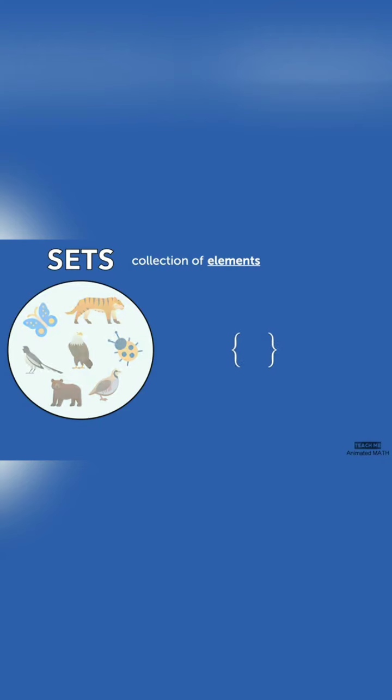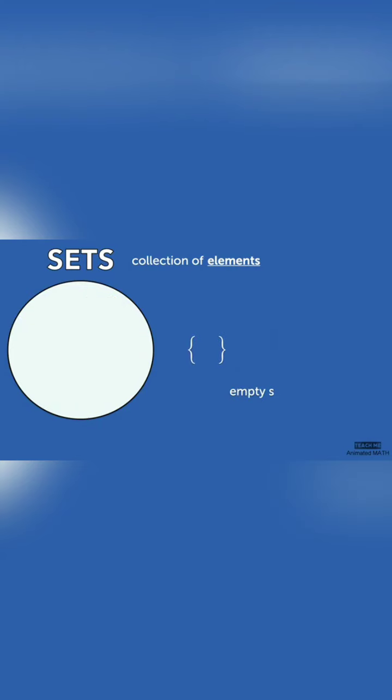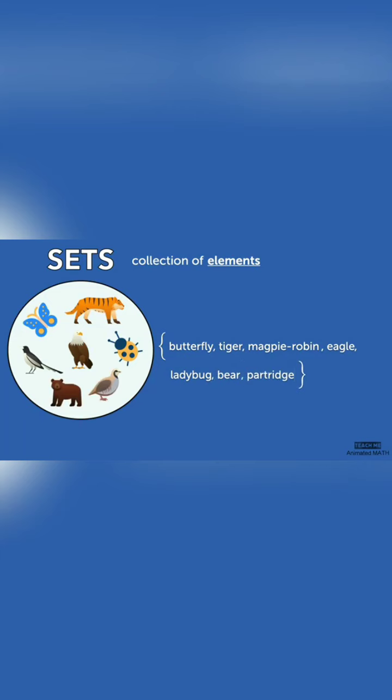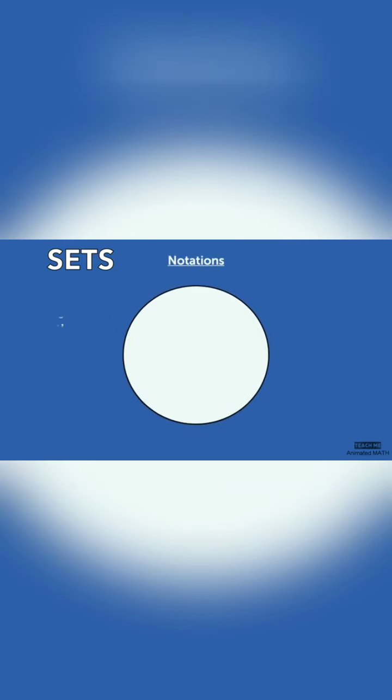A set without any elements is called an empty set or a null set, shown by just the curly braces or this symbol here. Now let me give you an example of a set with one element, a butterfly. The more elements there are in a set, the more we list between the curly braces. This way of writing a set by listing the elements is called the roster method.